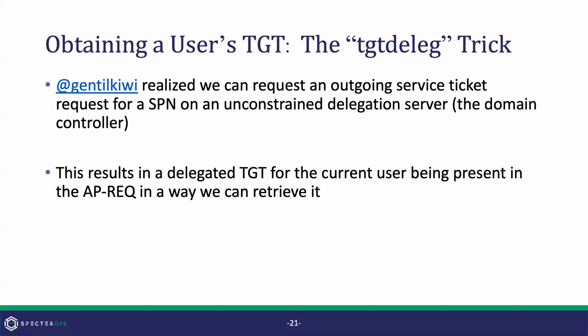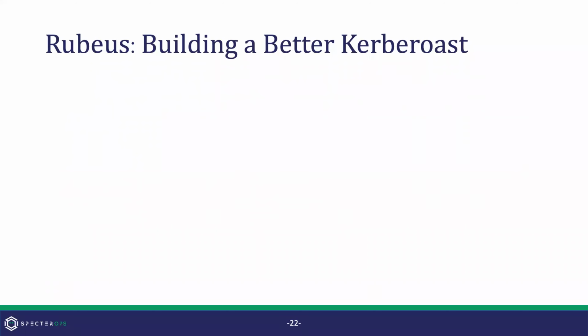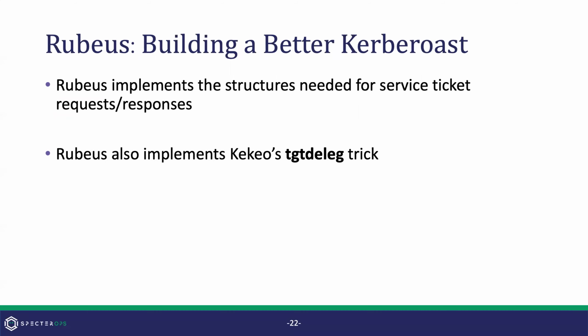So TLDR, what this means is from a non-elevated user context, we can get a usable TGT that we can use to Kerberoast in subsequent exchanges without touching LSASS or carving anything out of memory. So Rubeus is a C# toolset that I started building a couple of years ago to port a lot of Benjamin's awesome work from Mimikatz and Kekeo into a C# context. So Rubeus implements the structures needed for service ticket requests and responses. It also implements Kekeo's, which is Benjamin Delpy's other toolset, TGT delegation trick.